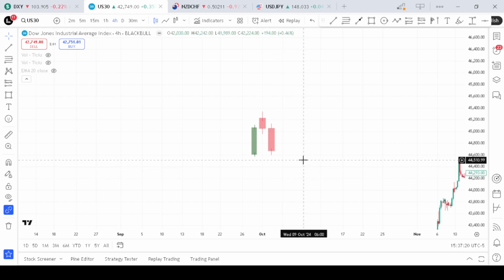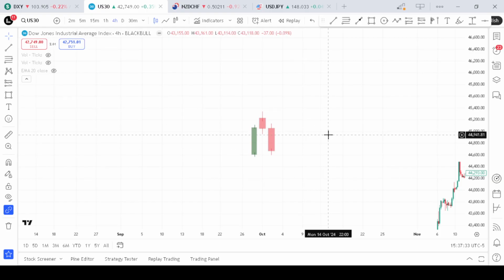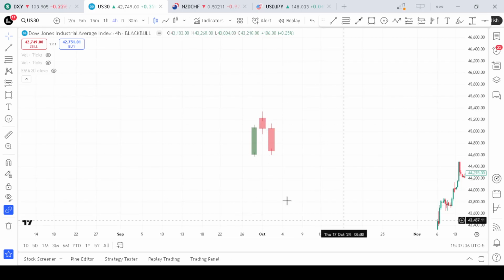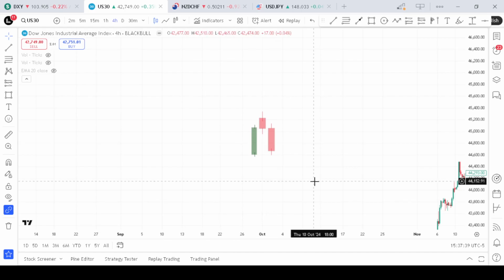Stick around until the end, as we will not only break down how this pattern works, but also show you how to use it effectively in your trading strategy. The two-crow candlestick pattern is a three-candle formation that signifies a potential bearish reversal in an uptrend. Understanding its structure is crucial for identifying it accurately on the chart.